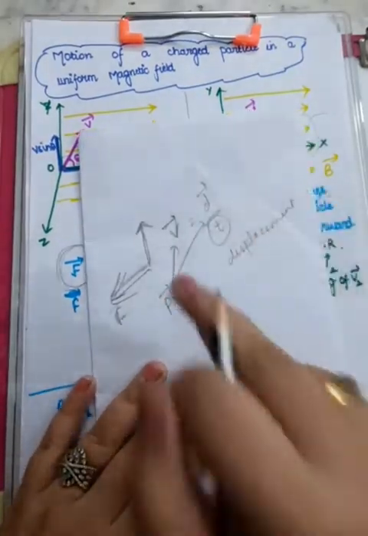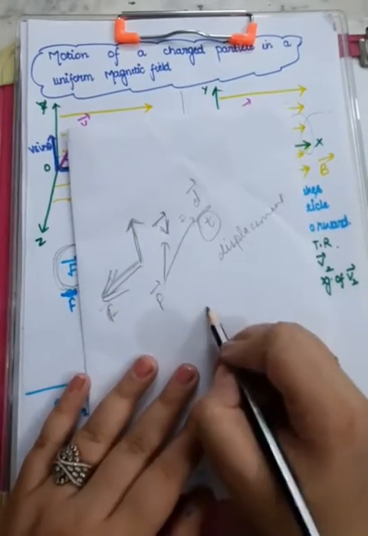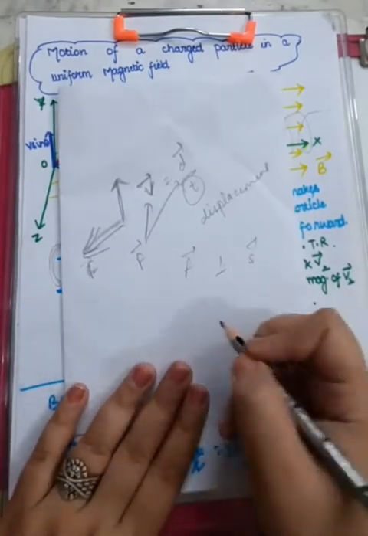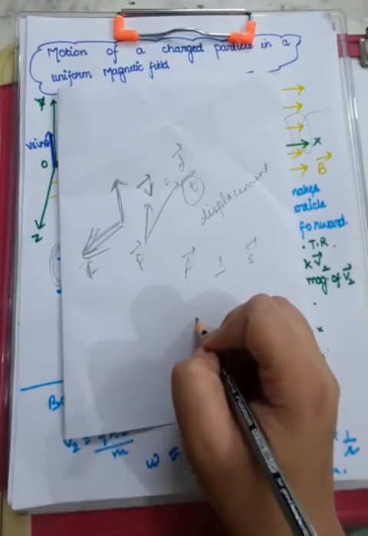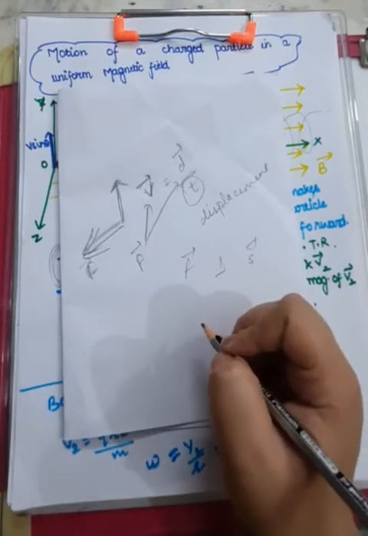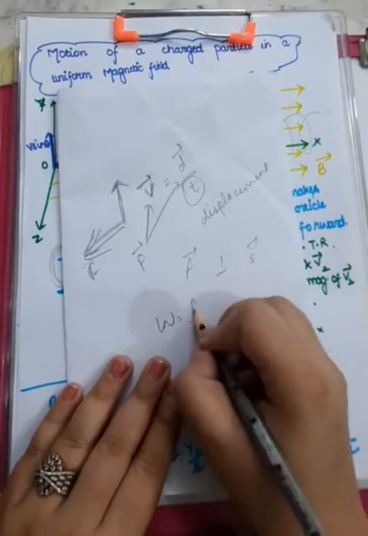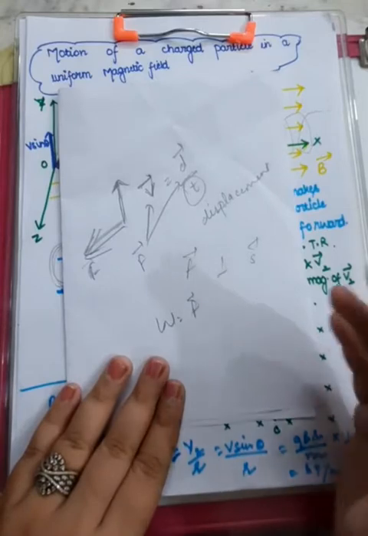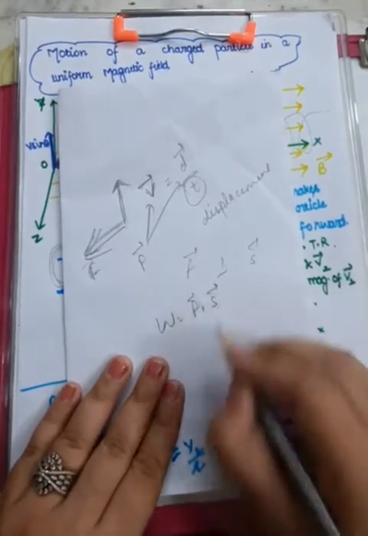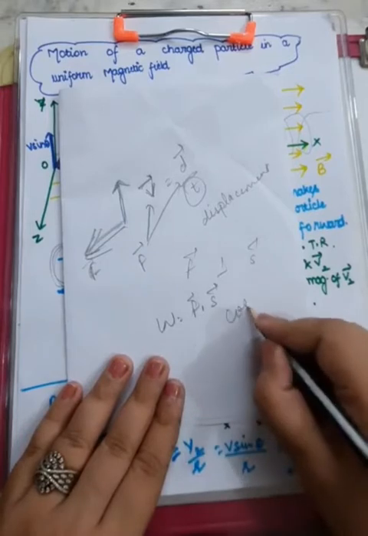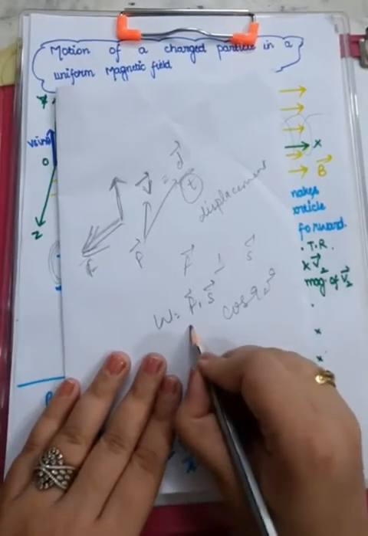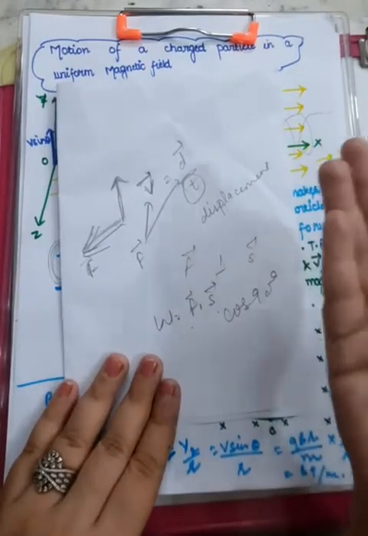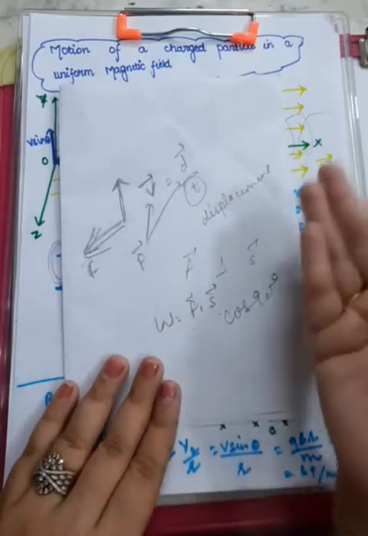But if F vector is perpendicular to displacement vector, that would mean that the work done by the magnetic force on the charged particle in this case will be zero, because work done is equal to F vector dot S vector. See, this is just an explanation, you need not write it in your fair notes. So if cos 90 degrees is coming out, which is the angle between F vector and S vector in this case, that means no work is done by the magnetic force on the charged particle.